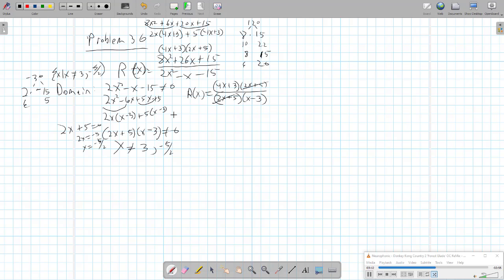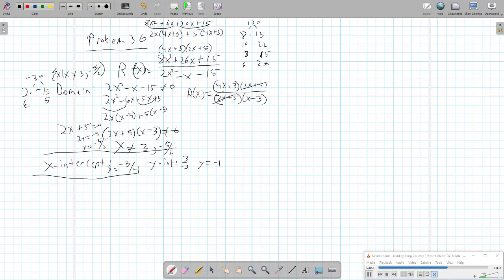We will have a 0 where 4x plus 3 equals 0, so x-intercept at negative 3/4. Y-intercept, if I plug in 0, I would get 3 over negative 3. So y equals negative 1.